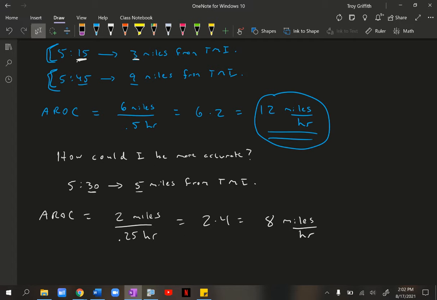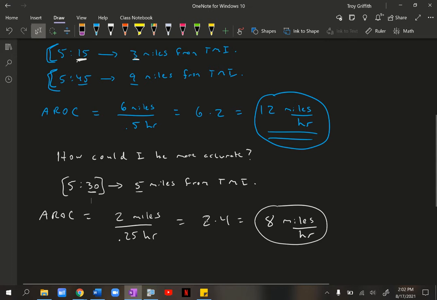Okay, so which one's right? I don't know. Again, I can't say definitively which one is a better estimate right here. I'm thinking this is probably a better estimate, but I don't know for sure because I don't know exactly what's happening at 5:30 p.m. Okay, and again, I want to continue this question. How could I be more and more and more accurate?